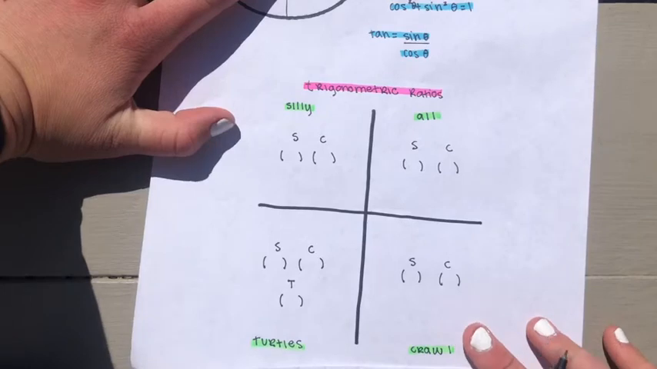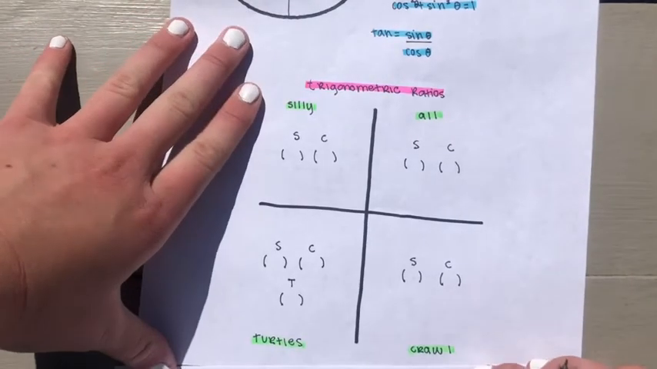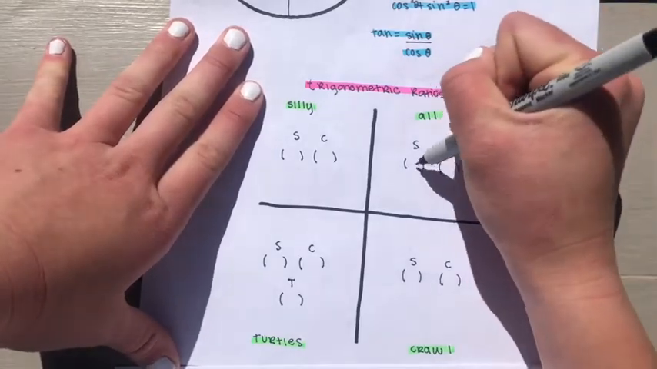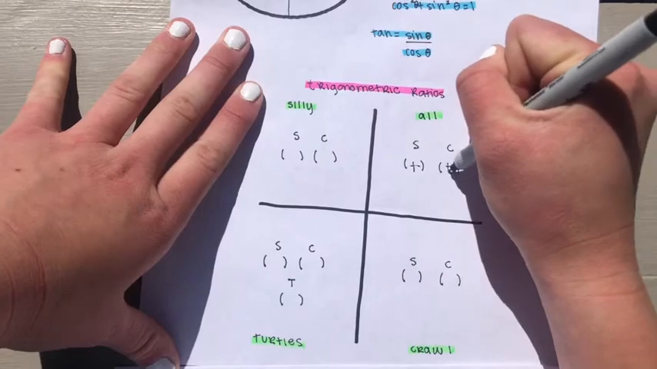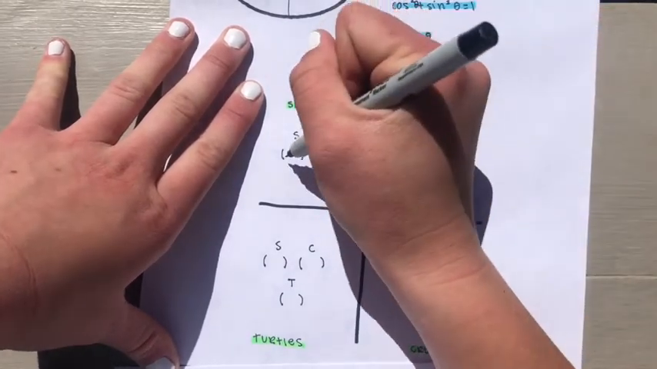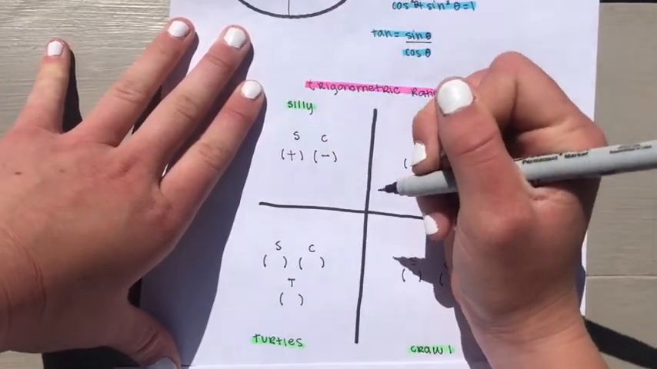A saying to help you remember where sine, cosine, and tangent are positive and negative in the quadrants is the saying, all silly turtles crawl. The first word in the saying represents the first quadrant, which is the word all. This means that all of them are positive, sine, cosine, and tangent. Because the next word in the saying starts with an S, this means that the sine is positive and the cosine is negative.